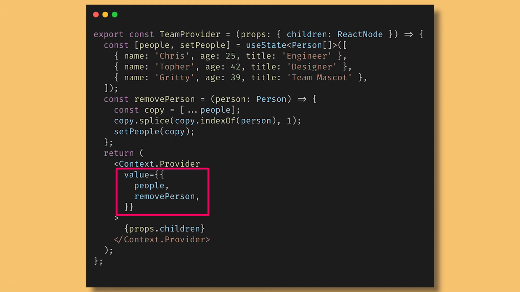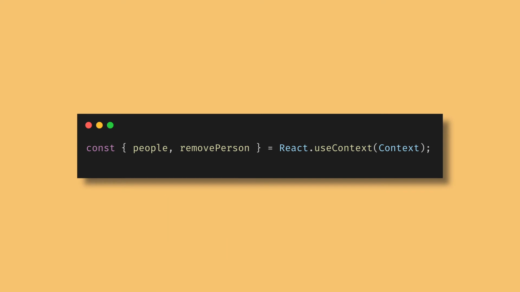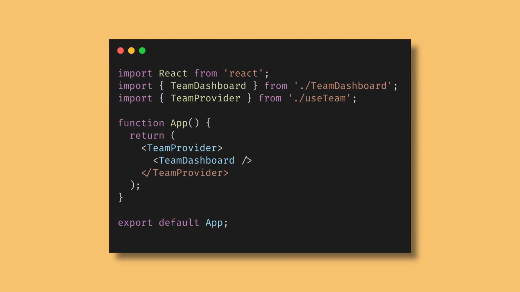We can't start using it just yet. If you were to try and use the context now, it wouldn't show any values and it wouldn't update either. This is because the state isn't being provided to the components. For all this to work, we need to go up to our app.tsx and wrap team dashboard in team provider. The state in the provider is now available to any of the children components.